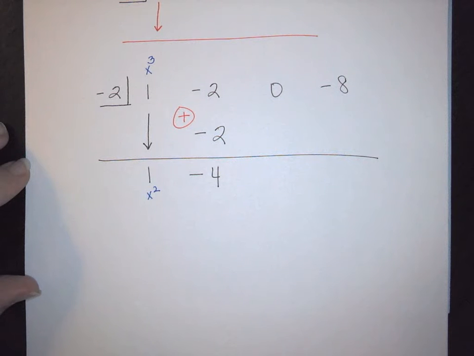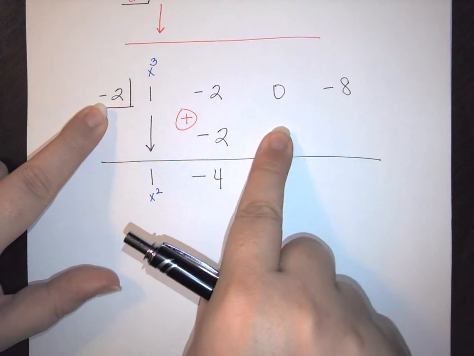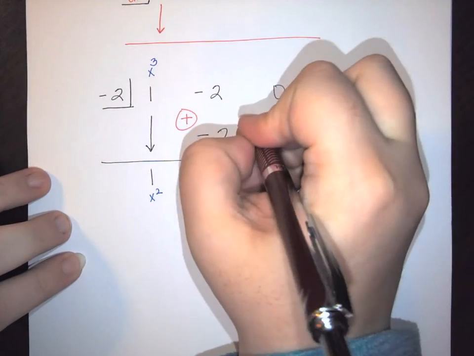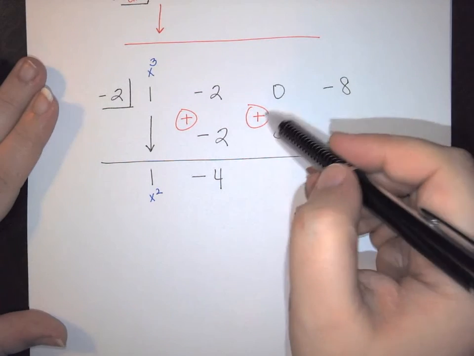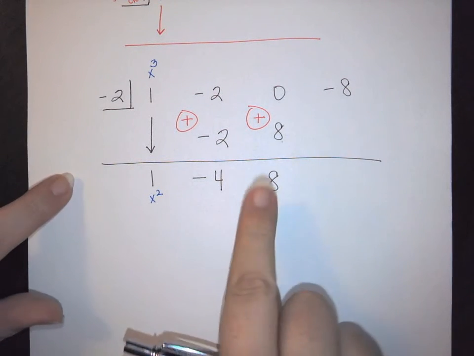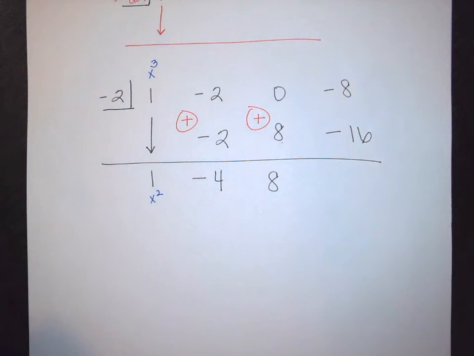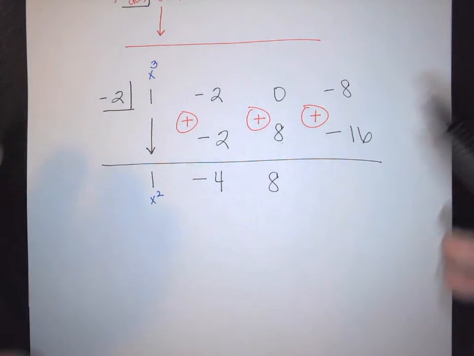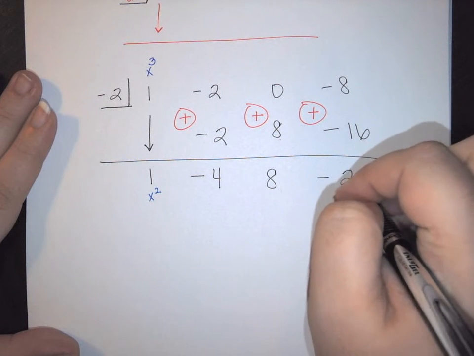And we're going to start again. Negative 4 times negative 2 goes right here. So this is going to be 8. Again, we're going to use old school vertical addition. 0 plus 8 is going to give me 8. One more time. 8 times negative 2 is going to be a negative 16. We're going to do old school addition. Again, negative 8 plus a negative 16 is a negative 24.